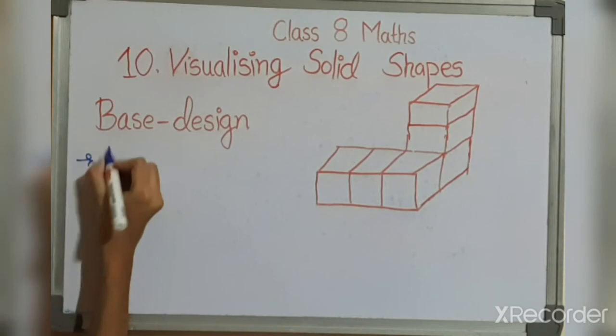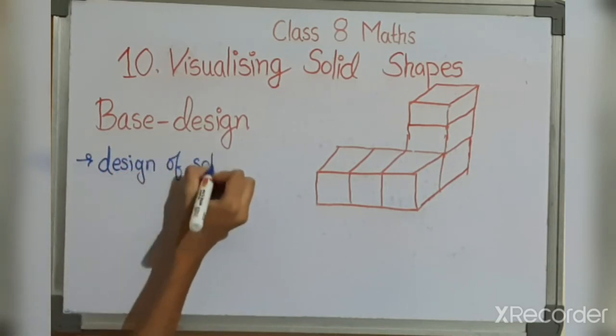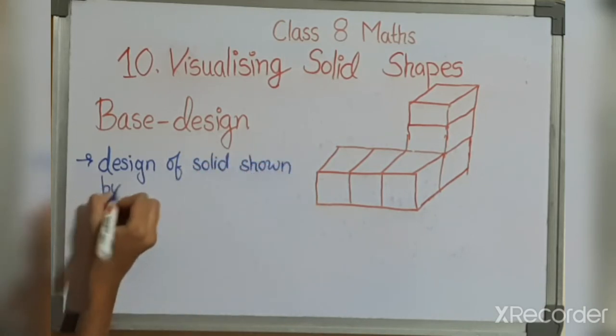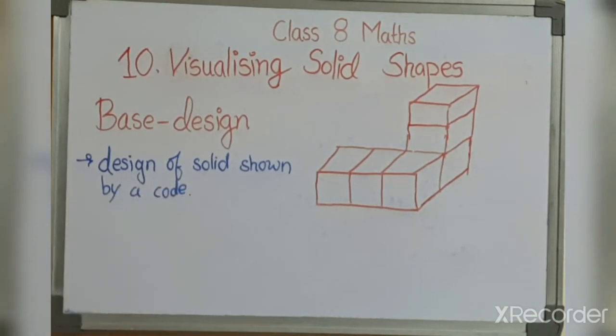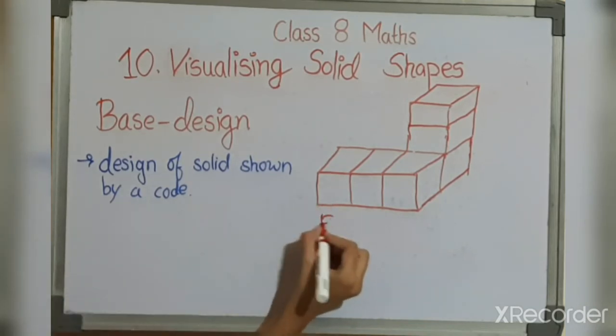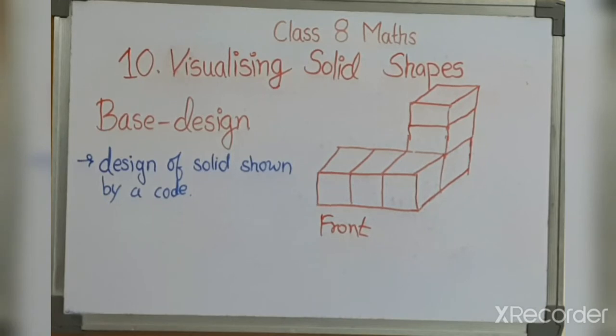So these are designs of a solid shown by a code. It indicates the shape of a solid viewed from different angles. For example, this is the front view of a given shape. Now let's see how is the base design for it. The base design for this will look like this.